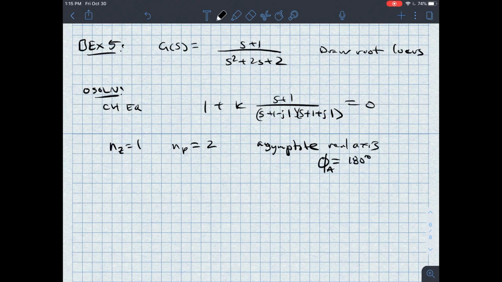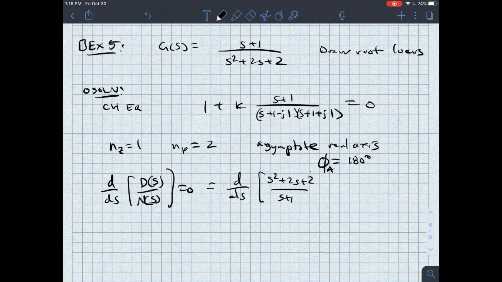The next thing I want to look at is the break-in and break-out points, since that's what we just talked about. So that's d over ds, the derivative of d of s over n of s equal to 0, which is equal to the derivative with respect to s of (s squared plus 2s plus 2) over (s plus 1), and that's equal to 0.